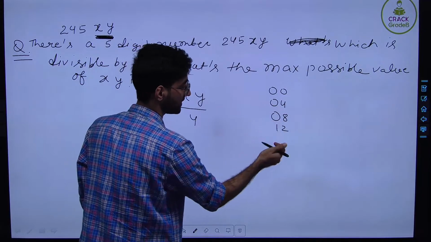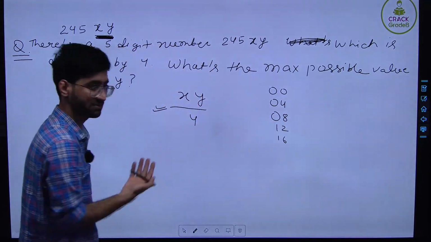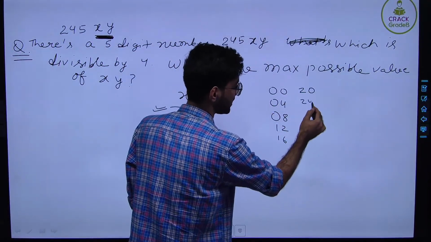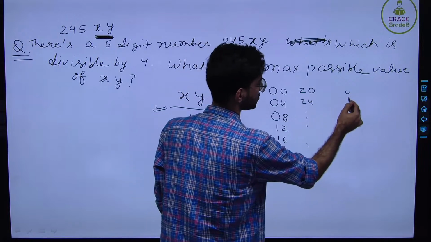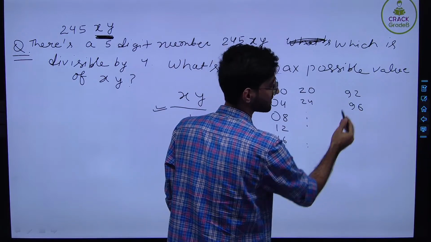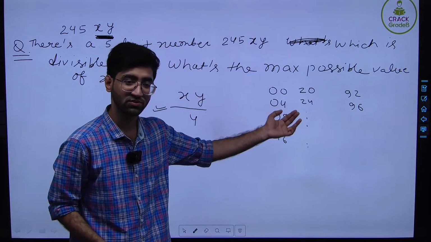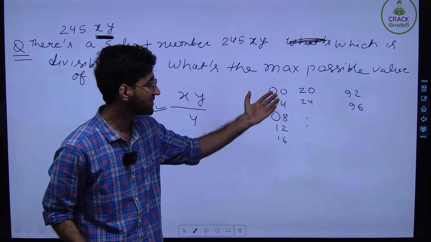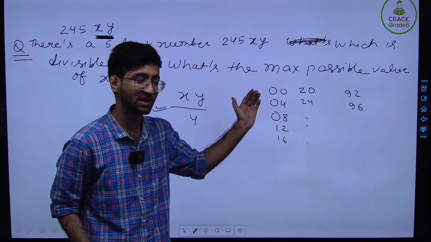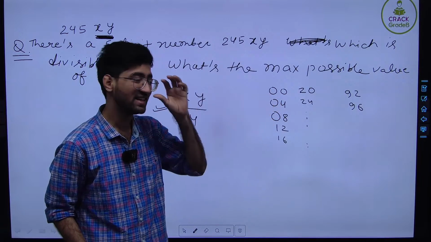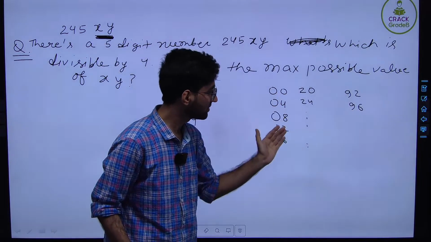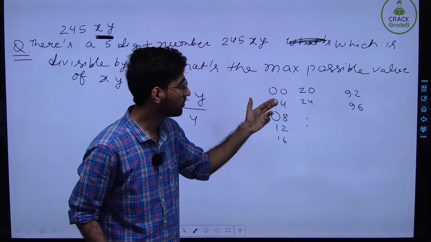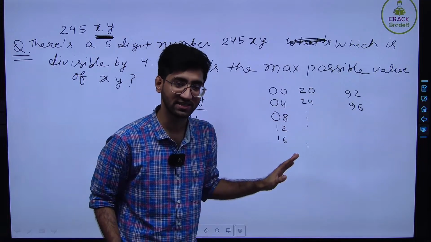0, 4, 0, 8, 1, 2, then 1, 6. 16 is divisible by 4. Again, then you will go to 20, 24. Similarly, in the end, you will reach 92, 96, right? 28, 32, 36, 40, 44. Maybe someday they will ask you, what is the sum of all possible values of XY? Then you will have to answer 0, 0 plus all values till 96. So in that case, that question will be 4 plus 8 plus 12 plus 16 till 96.